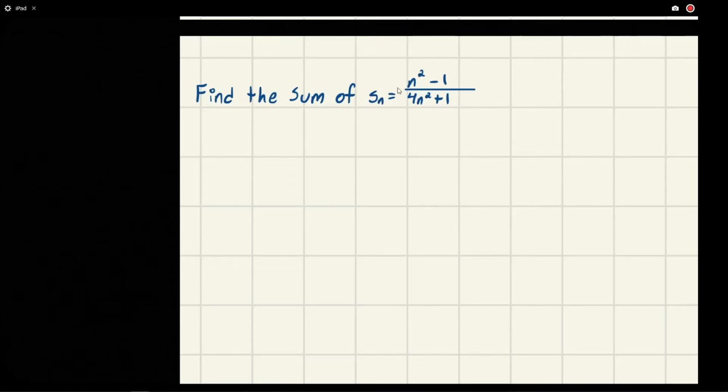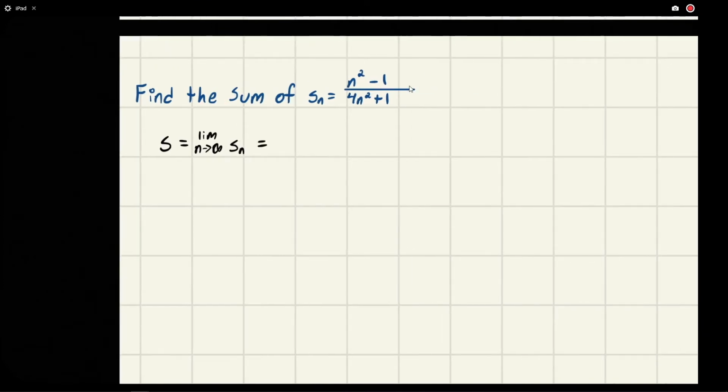We've been told to find the sum of the series (n squared minus 1) over (4n squared plus 1). So we say, okay, we know that the sum is equal to the limit as n goes to infinity of the partial sum Sn. We're given Sn. So we just need to take the limit of this thing.